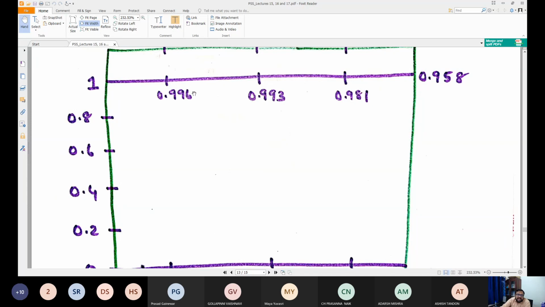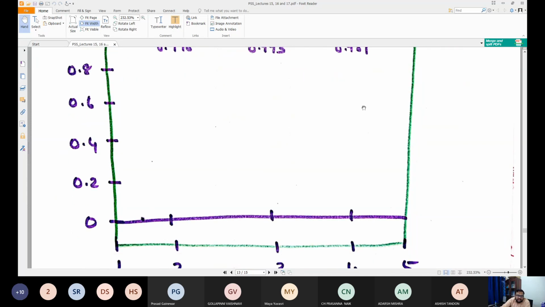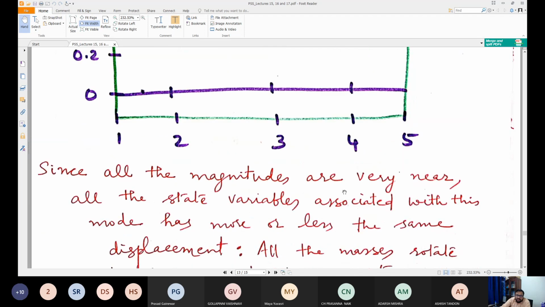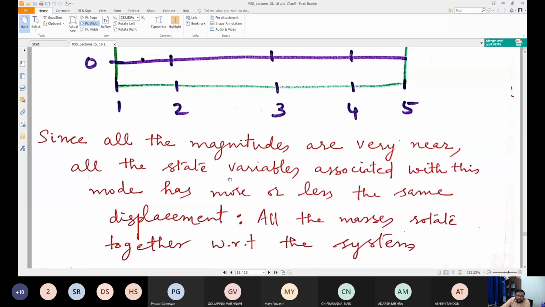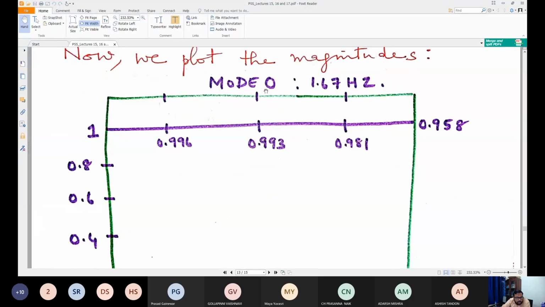And we don't see any negative values here. Since all the magnitudes are very near, all the state variables associated with this mode have more or less the same displacement. That is the meaning. But multiple modes are there. This is just about mode 0 having a frequency 1.67. For any disturbance, suppose you are considering a multi-machine system in which machines are oscillating against some other machines, some group of machines.